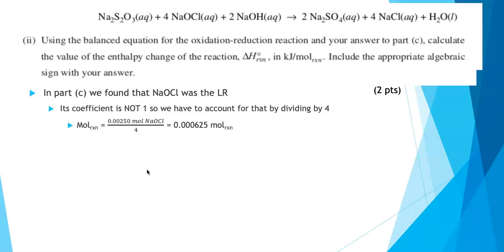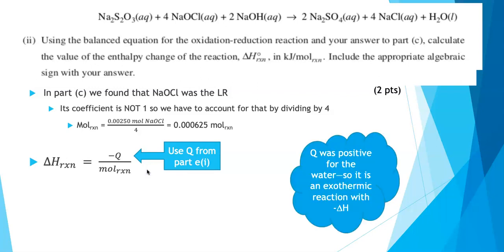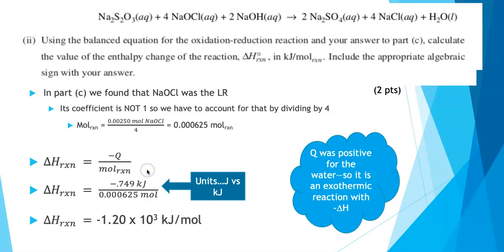H calculation. So we're going to take our value for Q that we found in part 1 of this section, divide it by the moles of reaction, and that will get our answer. So Q we had is 749 joules, but if you notice, the problem asks us to do this in kilojoules. So we have to use our answer from the previous part and make sure we get that sign change put in and substitute the values, and we get an answer of negative 1.20 times 10 to the third kilojoules per mole.